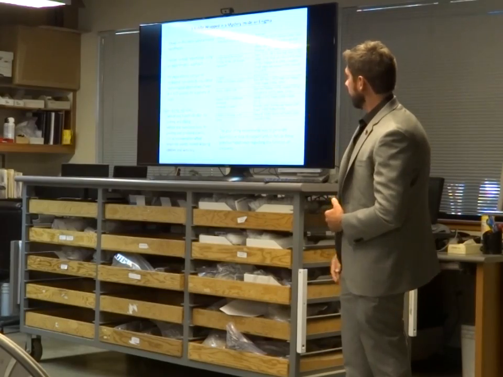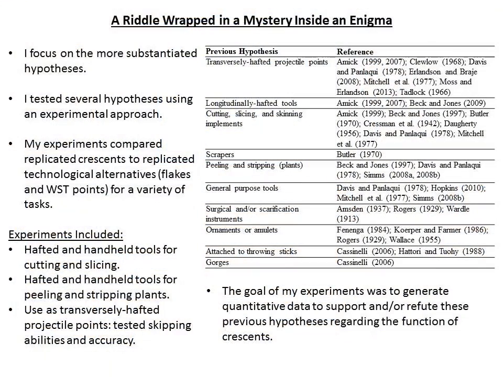So, like I said earlier, at least 10 previous hypotheses. Transversely hafted projectile points, longitudinally hafted tools, cutting, slicing, and skinning implements, scrapers, peeling and stripping plants, multi-tools or general purpose tools, surgical or scarification, ornaments or amulets, attached to throwing sticks, and gorges. So a lot of ideas have been thrown out there without a whole lot of evidence to back many of these up.